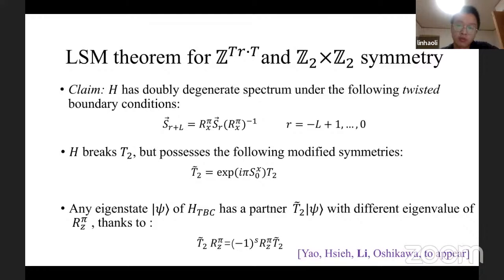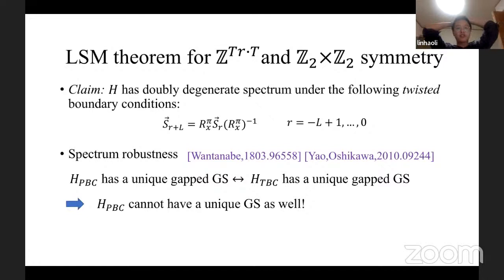However, we should remember our initial interest is the spectrum under the periodic boundary condition. Fortunately, a spectrum robustness theorem proposed by Watanabe, Yuan, and Masaki argues that if a Hamiltonian under the periodic boundary condition has a unique gapped ground state, then the Hamiltonian under the twisted boundary condition must also possess a unique gapped ground state.